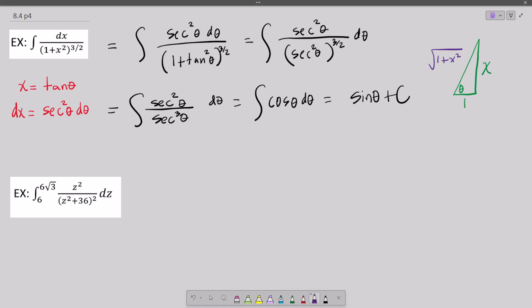What is sine of theta? When you look at that triangle, sine of theta is? X over root x squared plus 1. X over root, right? It's the opposite over the hypotenuse, so yeah, this is like the most user-friendly trig substitution ever.